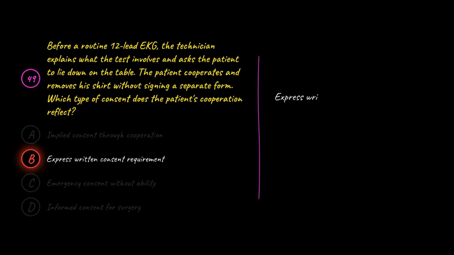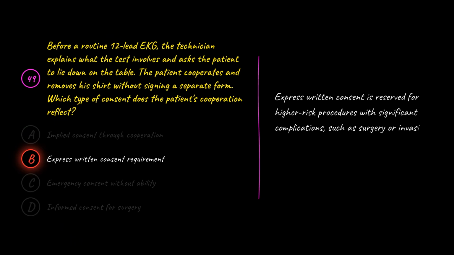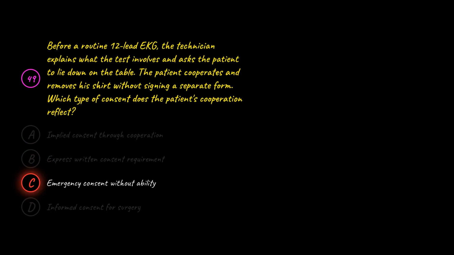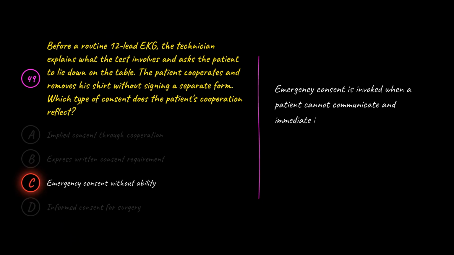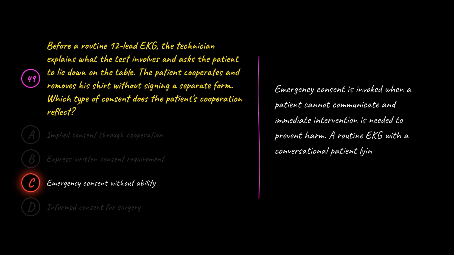B is wrong because express written consent is reserved for higher-risk procedures with significant complications, such as surgery or invasive cardiac catheterization. A standard surface tracing does not meet the risk threshold that triggers a formal signed document. C is wrong because emergency consent is invoked when a patient cannot communicate and immediate intervention is needed to prevent harm. A routine EKG with a conversational patient lying calmly on the table has neither of those conditions present.